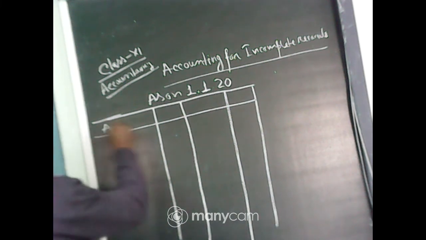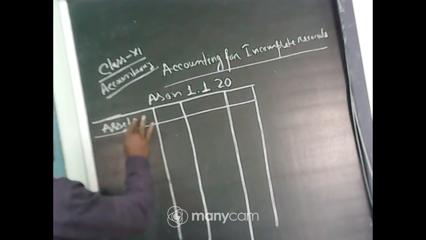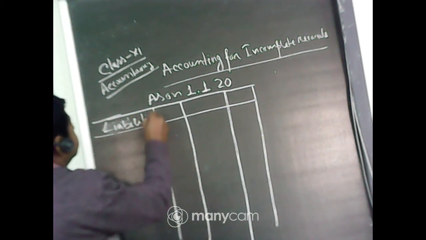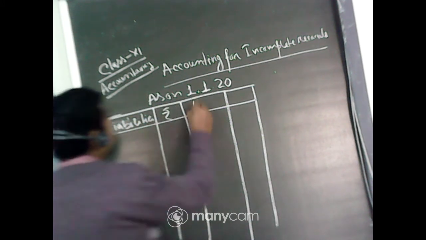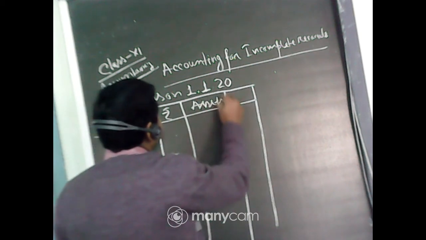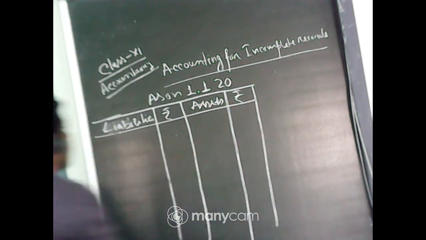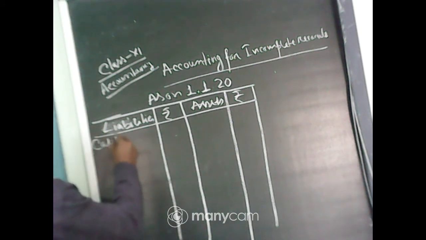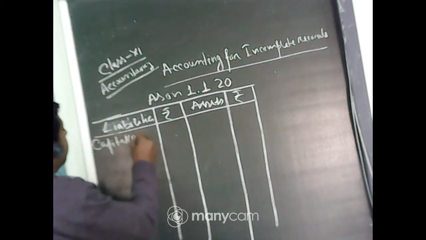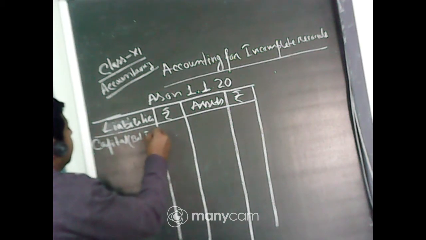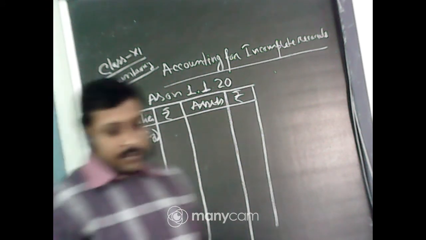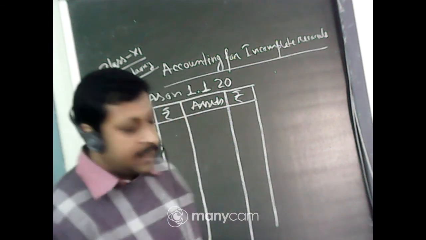Now see, in the balance sheet, the left side is liabilities, with amount in rupees, and the right side is assets, with amount in rupees. Okay. Now first, on the liability side, you know there is capital. That will be the balancing figure we will reveal first. Now he is not maintaining anything.